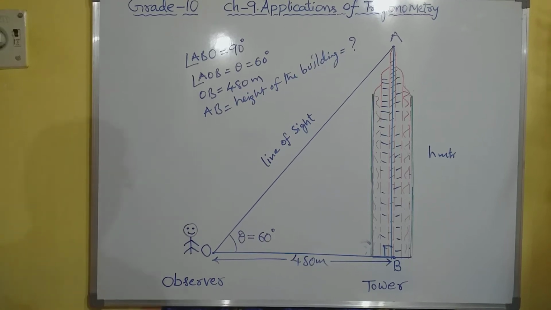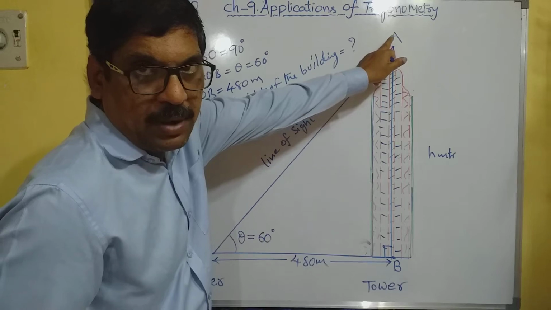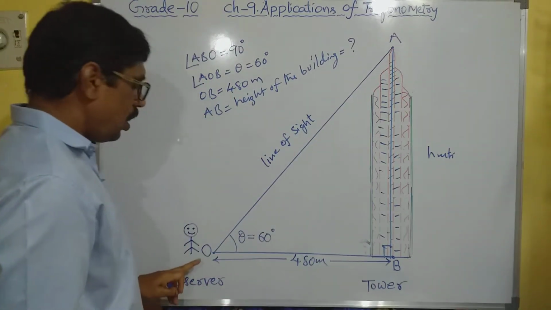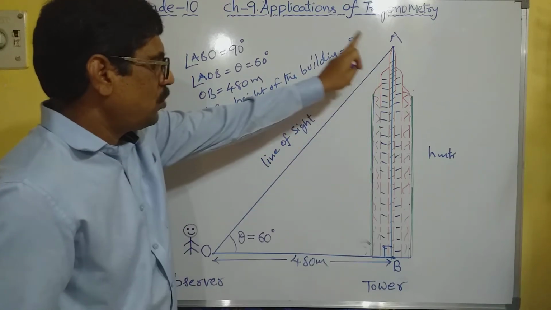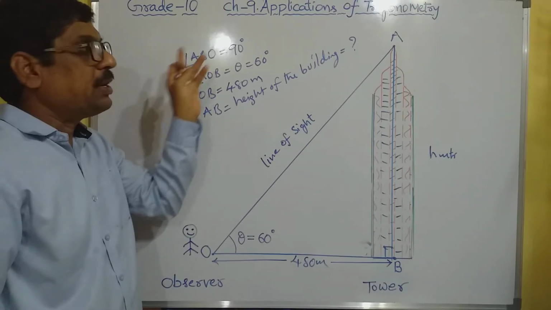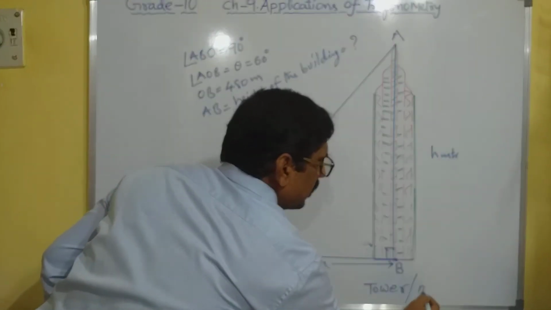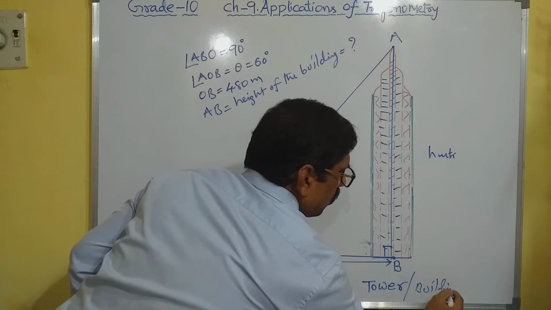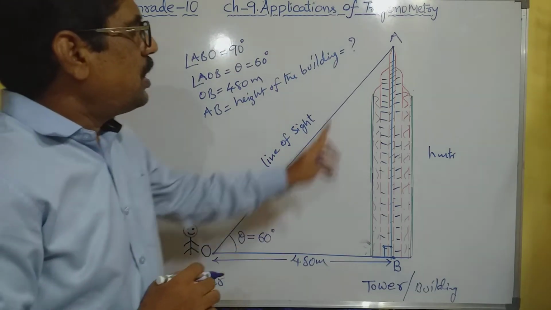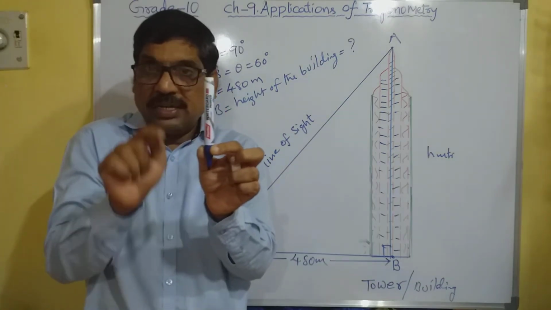Now look at this diagram. The observer is looking at the top of the building, the point A, and the base of the building is B. The horizontal distance is OB. So a triangle OAB is formed. This is a right angle triangle. Why? Because the building stands, here I have written tower. Either it is a tower or a building, no problem. We have taken it as an example to understand. A building or a tower stands vertically on the ground, so it makes 90 degrees with the ground.